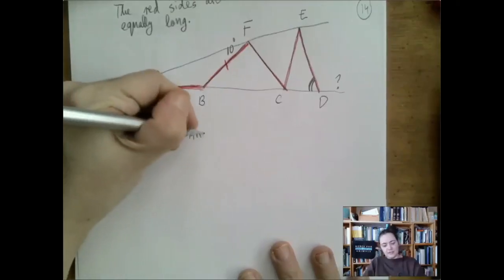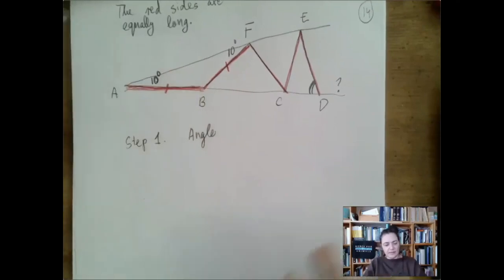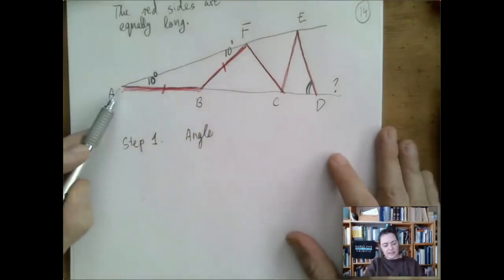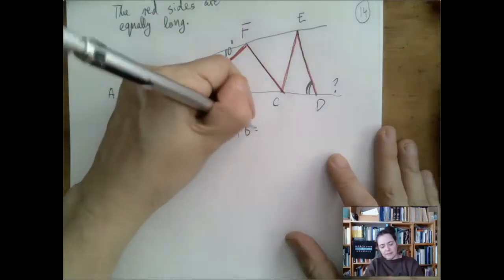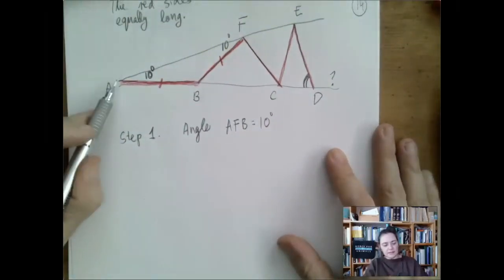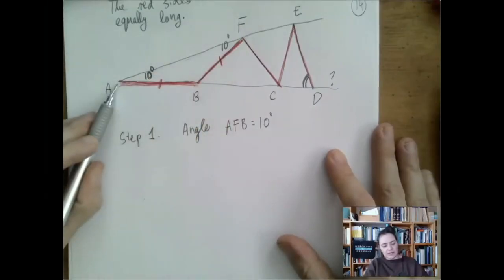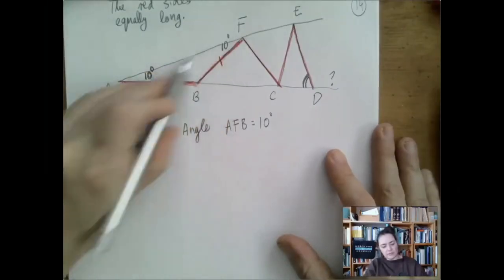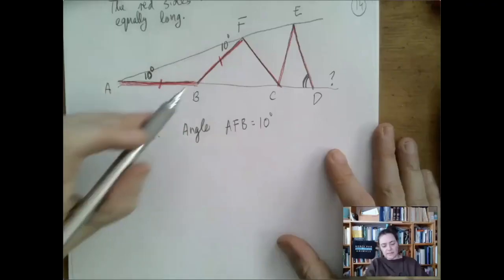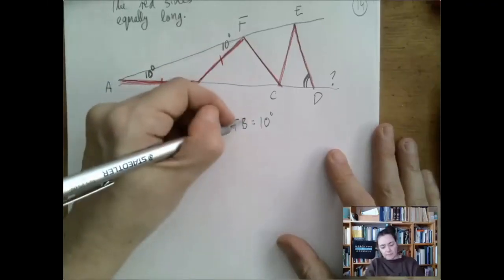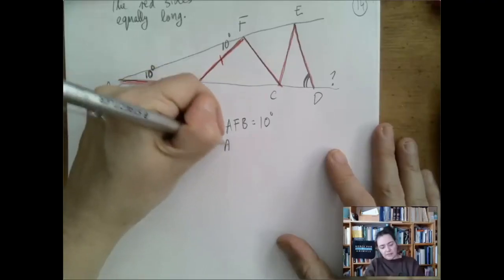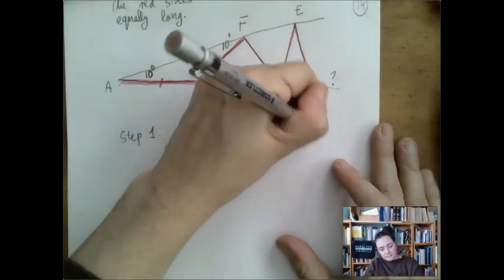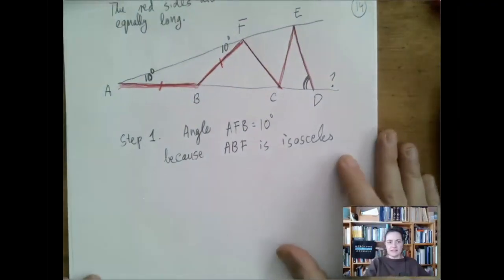Now check this out. The notation is terrible, but if we want to talk about this angle, we can say AFB. AFB is 10 degrees, right? You just sort of walk it. You name the points that you touch as you walk that angle. Same as BFA, because ABF is isosceles. Now, what can we find next?